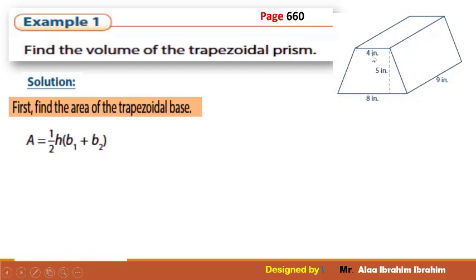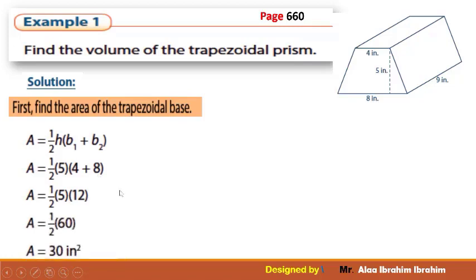So 4 plus 8, divided by 2, meaning half, then I multiply by the height. So I make it half, my height is 5, my B1 is 4, my B2 is 8. Make this operation, so you will have your area. So your area is 30. So the area of this trapezoid is 30.